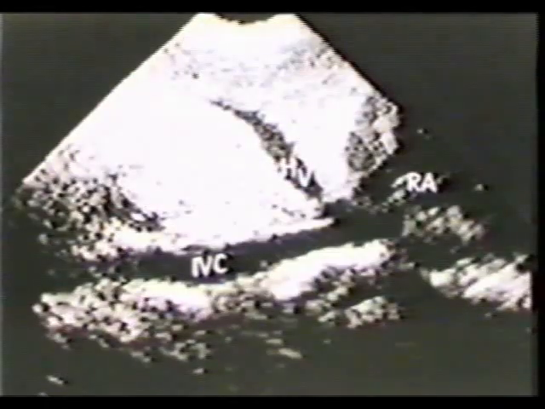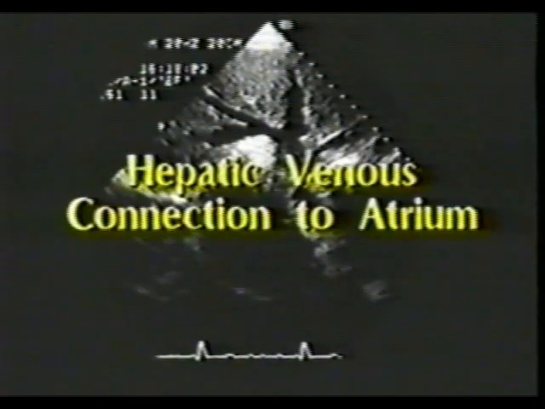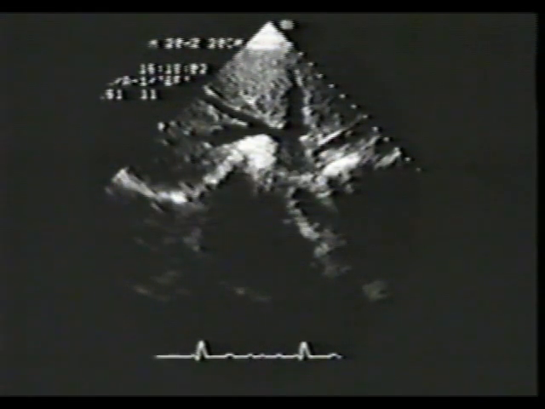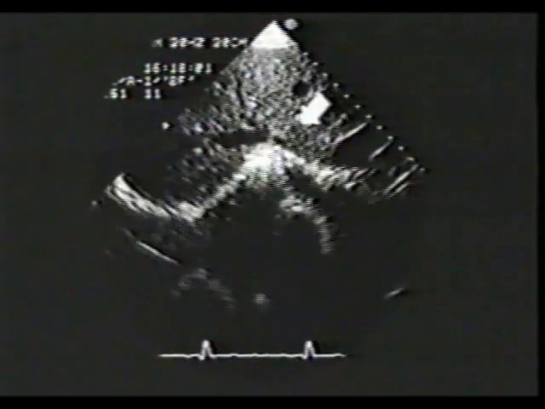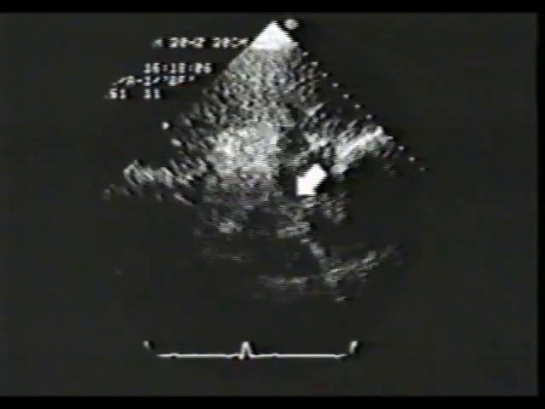Look for the entrance of hepatic veins. Normally, these enter the inferior vena cava near the atrio-caval junction. Occasionally, hepatic veins will connect directly to the atrium. Here are the hepatic veins, and note they connect directly to this atrium.